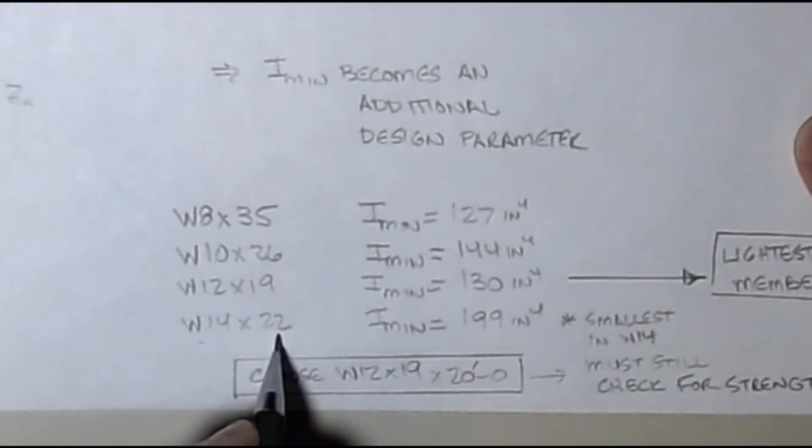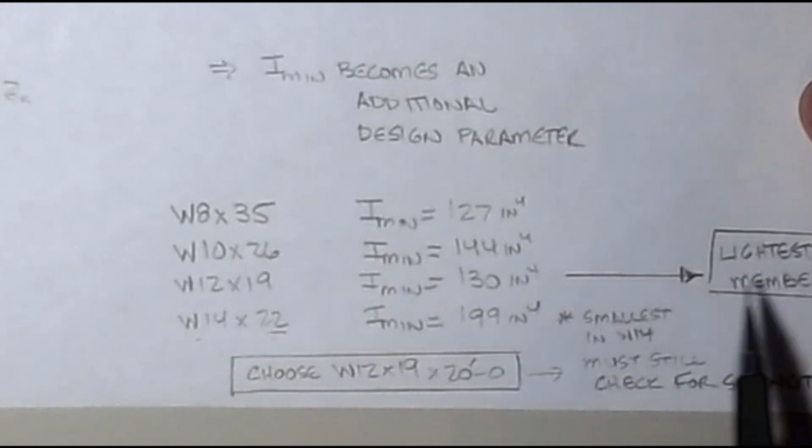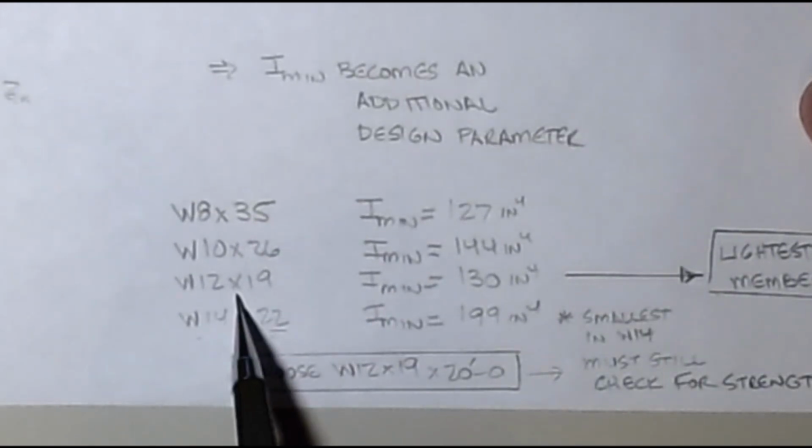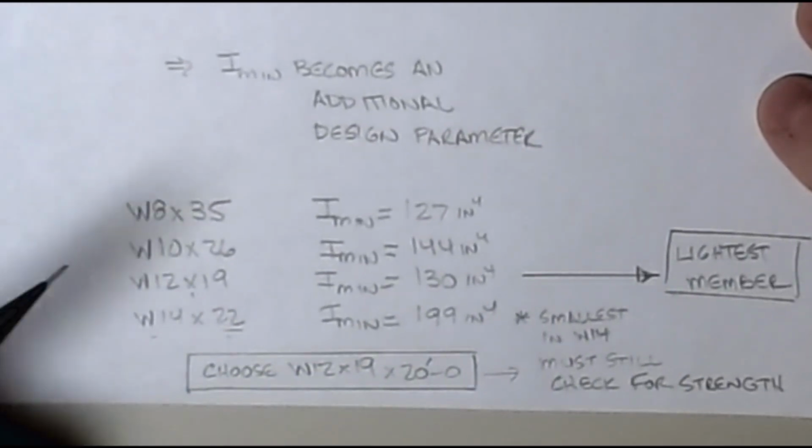It turns out that this 14 by 22 is the minimum in the sizes of the W14s in the manual. So for this particular example, I would choose the lightest member, and I would choose this 12 by 19 as my optimal. That's how we start to do that. But again, you still have to check for strength. So the process isn't hard.